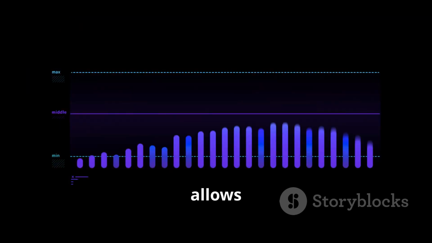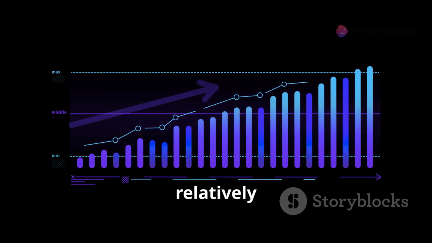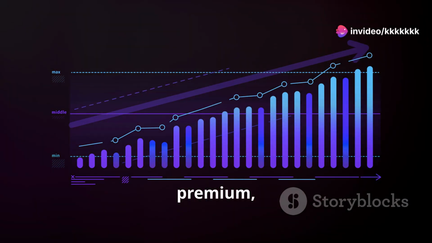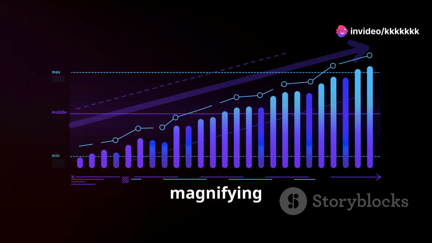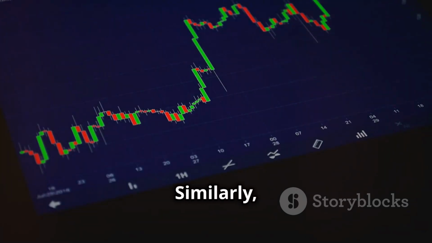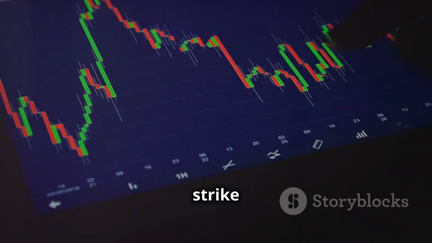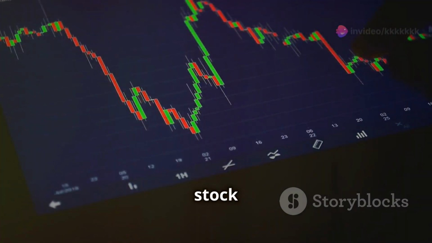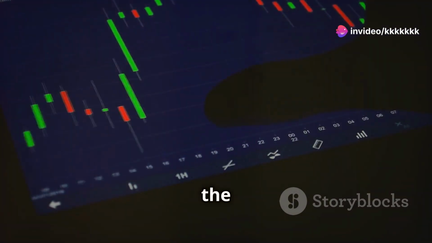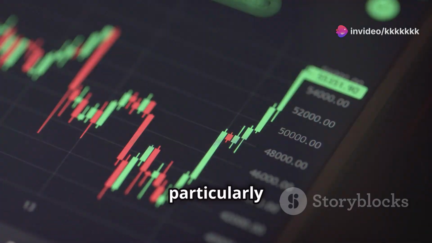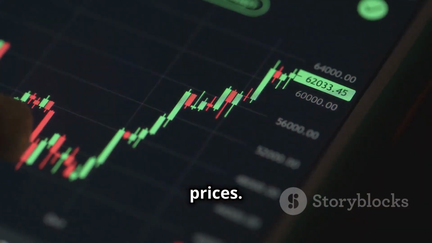This leverage allows traders to amplify their returns significantly. By investing a relatively small amount in the option premium, traders can control a larger amount of stock, thus magnifying their potential gains. Similarly, with a put option, if the stock price falls below the strike price, the trader can buy the stock at the current lower price and sell it at the higher strike price set by the option. This can be particularly advantageous in a declining market, providing a hedge against falling stock prices.